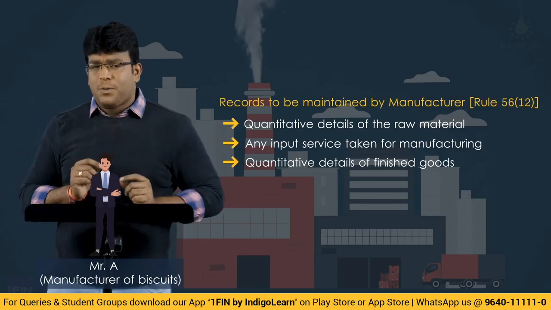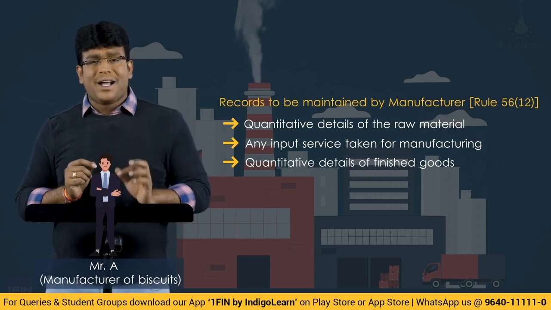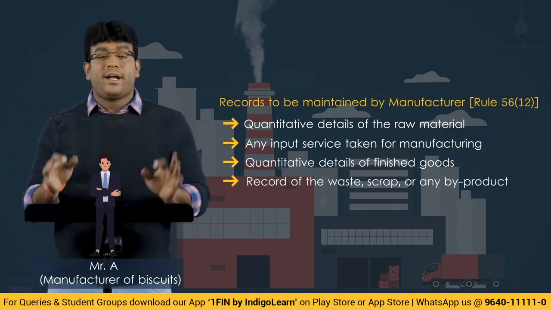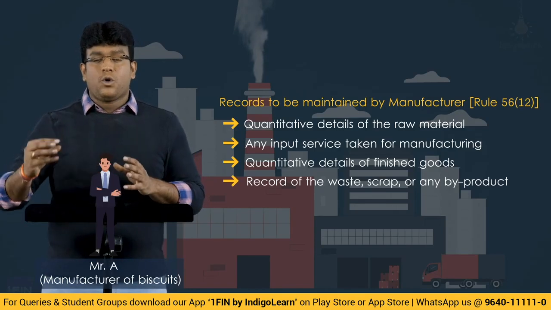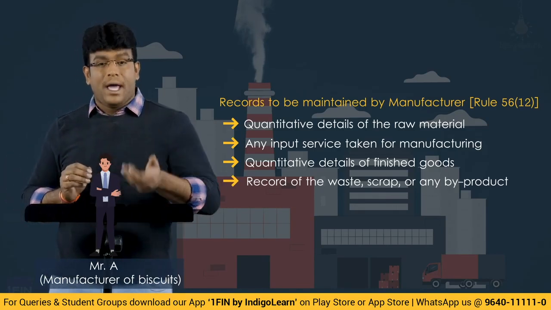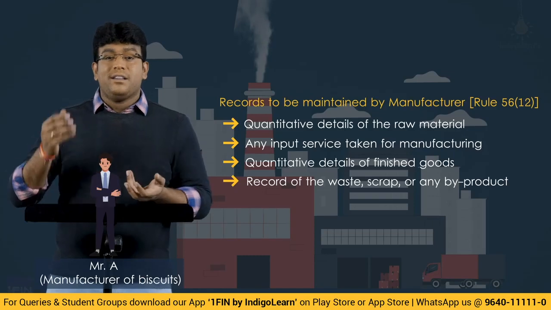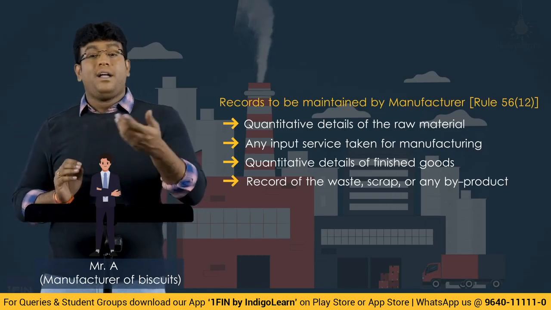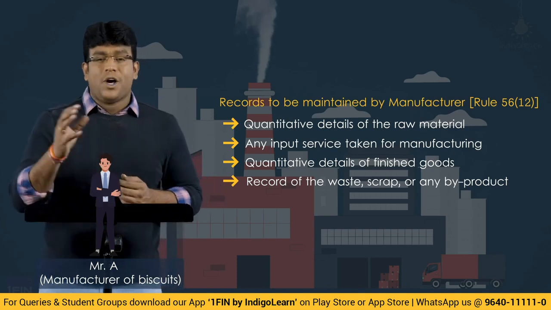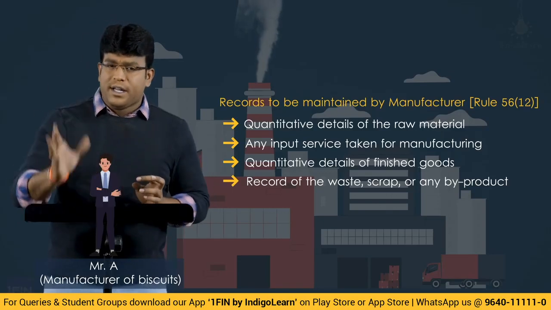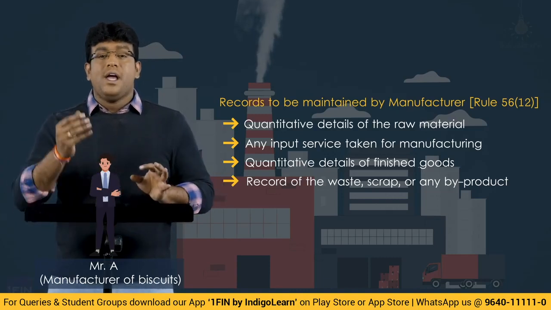Apart from this, my dear friends, one last point for the manufacturer is that he should also maintain details or records pertaining to the waste or scrap generated or any byproduct which has been generated. Because there is a possibility that in the course of manufacturing one product, some other byproduct may emerge. And during the course of manufacture, there is some waste or scrap which is generated, and that waste or scrap may also be supplied or disposed of. Any possibility is there. So apart from normal records, he should maintain these additional records related to quantitative details of raw materials, details of input services, and the quantitative details of the finished goods which have been produced.